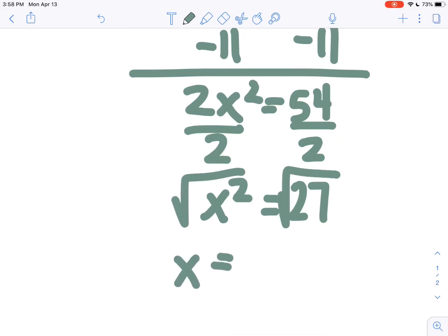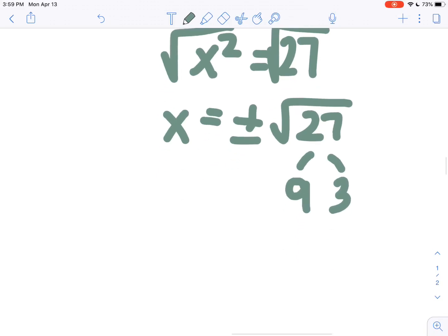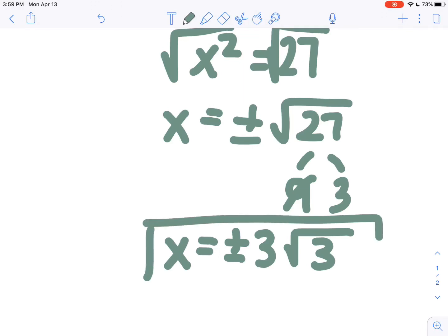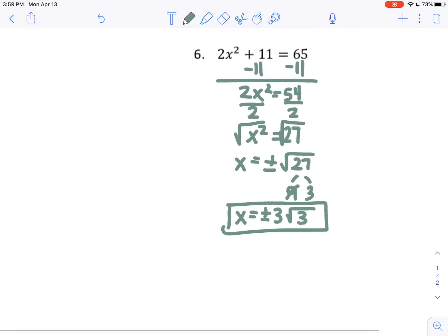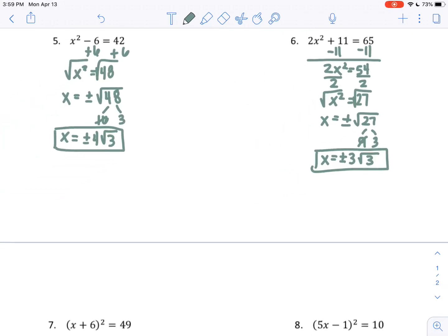So x equals plus minus the square root of 27, and then make sure you're fully simplifying. So 9 and 3, square root of 9 is 3, root 3. Okay, again, make sure you have the positive and the negative. There's always 2 answers.